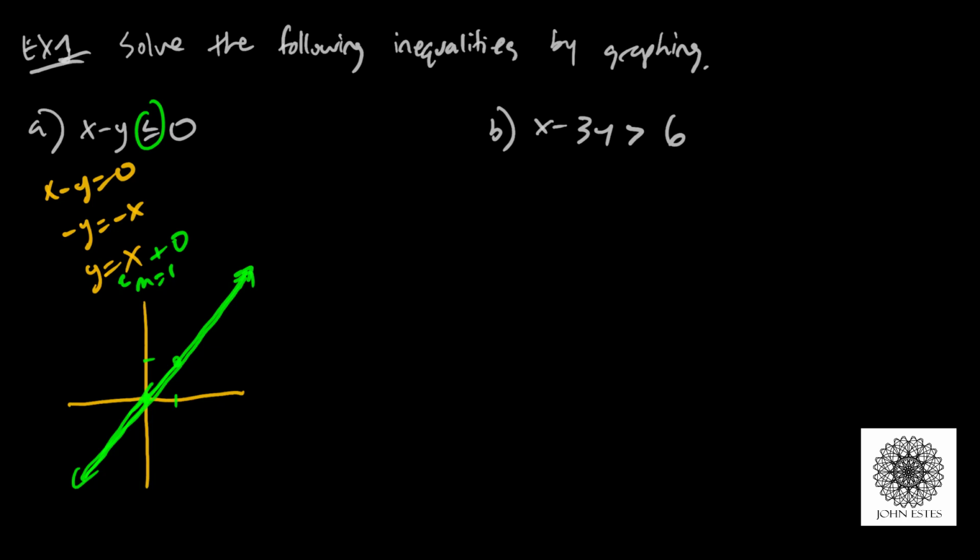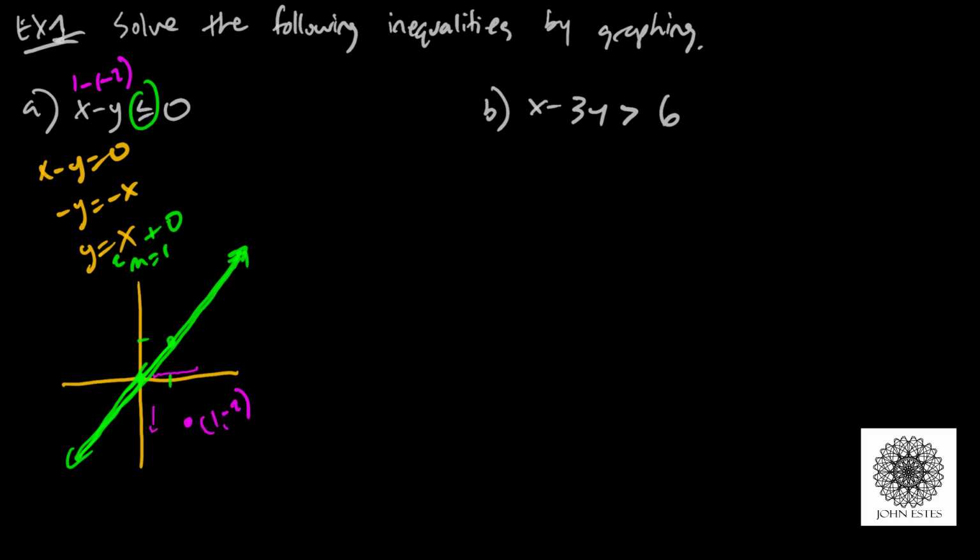Now all I need to figure out is which side of this do I need to highlight? Which side is the colored region? So what I'm going to do is pick a test point. If I pick something down here in quadrant 4, that means I go positive in the x direction, negative in the y. How about something like 1, negative 2. Let's plug that in. I get 1 minus a negative 2. What does that become? That becomes a positive 3, which is not less than or equal to 0. So that means that this is not part of my region, and this other part is.